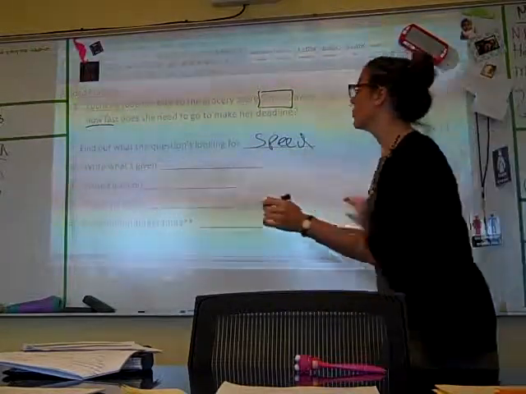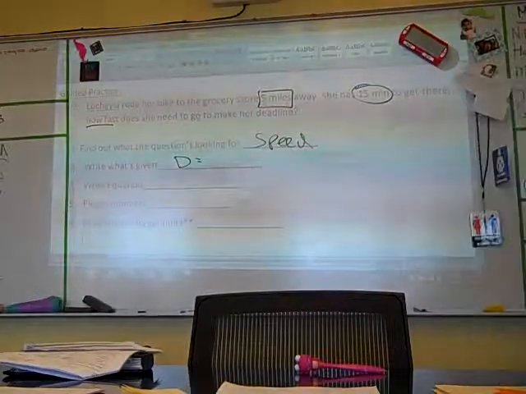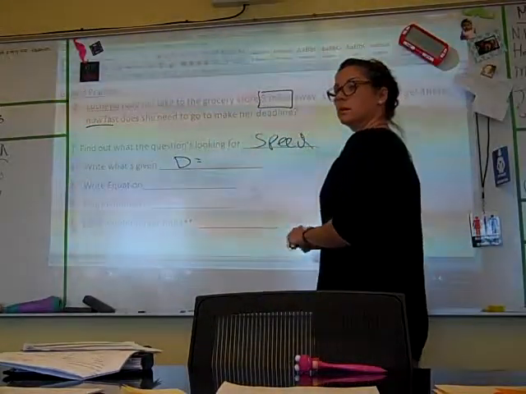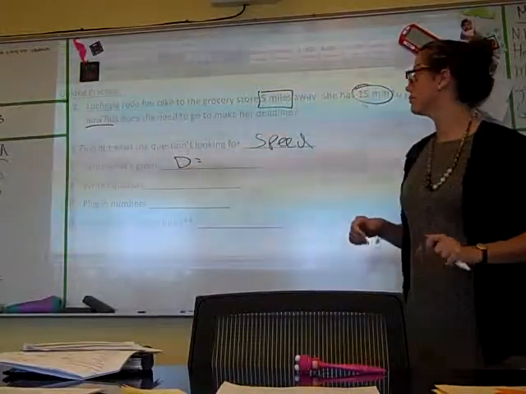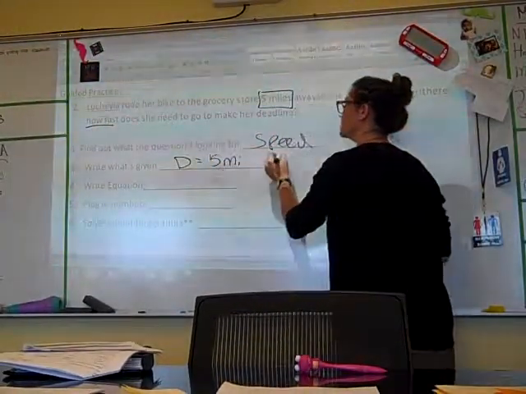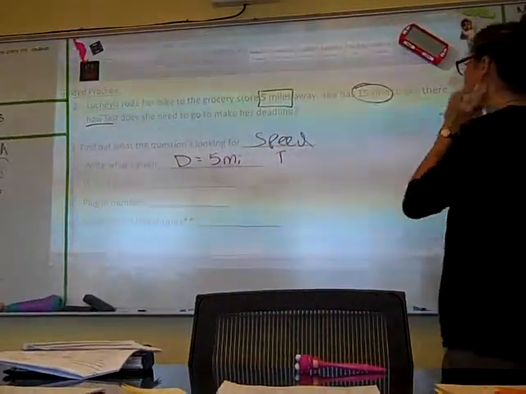Write what's given. What is the distance? The distance given. We'll raise our hand. The distance is given. Let's go. Chris. 5 miles. Yep. Make sure you use units. And the time is what? Velma? 15 minutes. Yep.